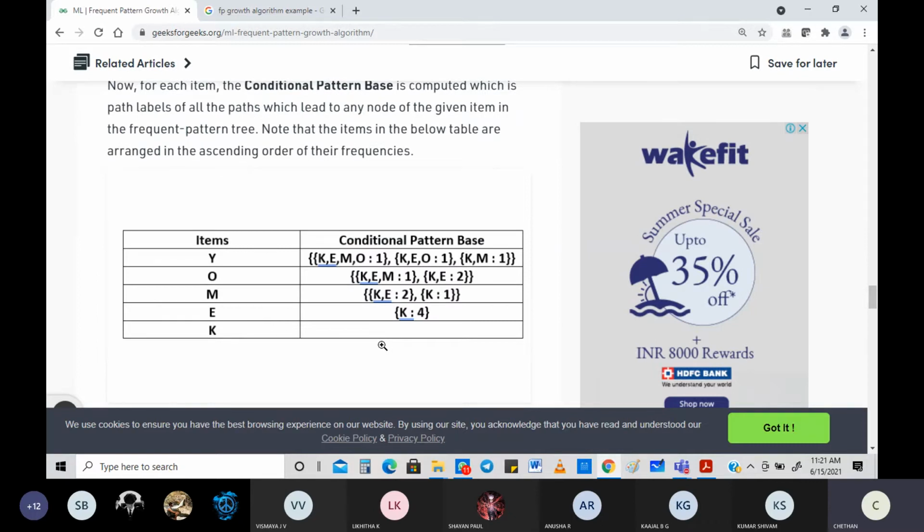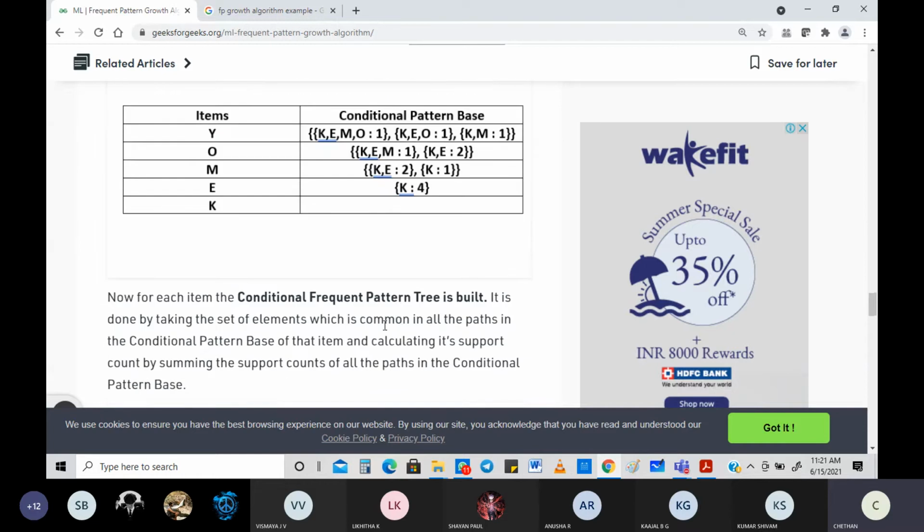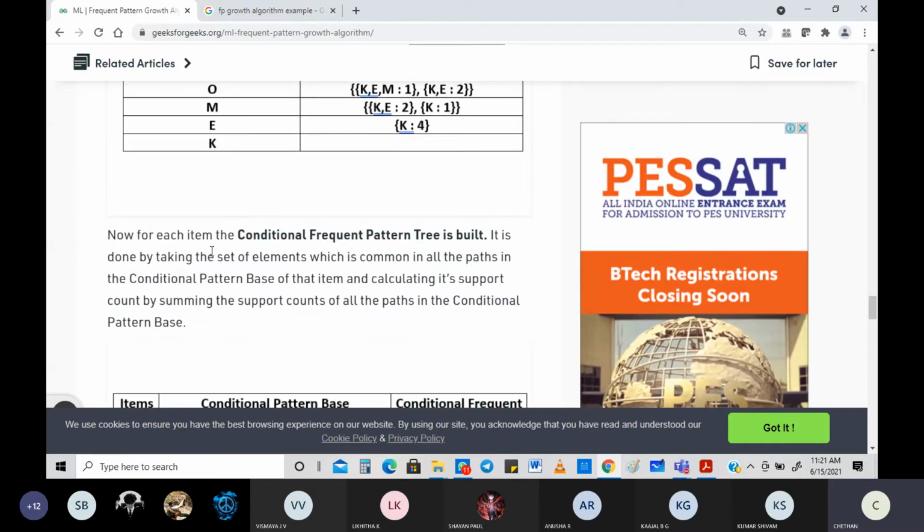This is the third part you need to be careful of: the conditional pattern base. How you need to write it for each and every item. Now, for each item, the conditional frequent pattern tree is built.